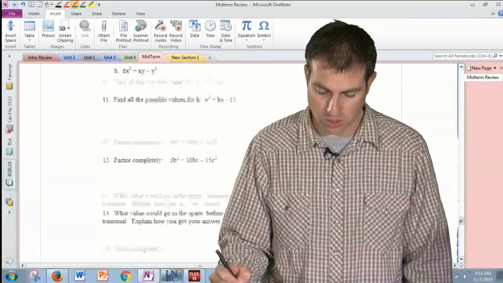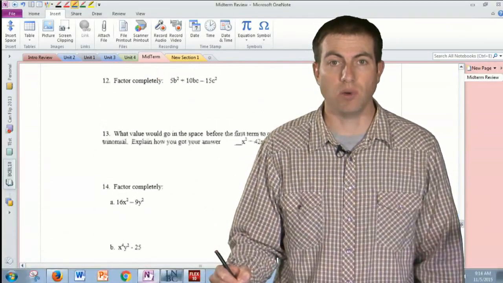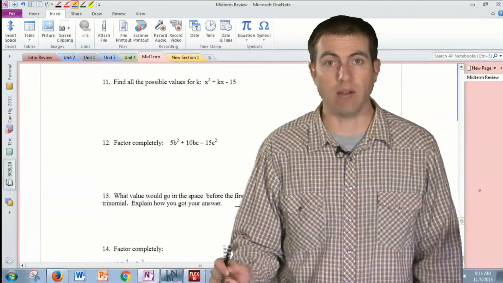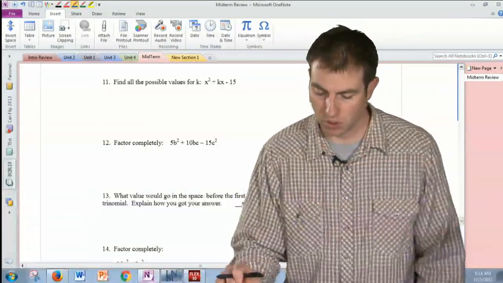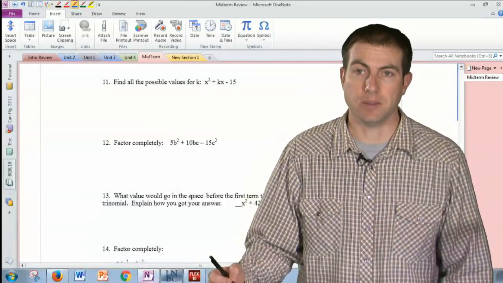Yeah, so the last 2 pages, page 7 and 8, those are both factoring pages, and we won't have that on the midterm. So we're doing pages 1 to 6 for midterm review.